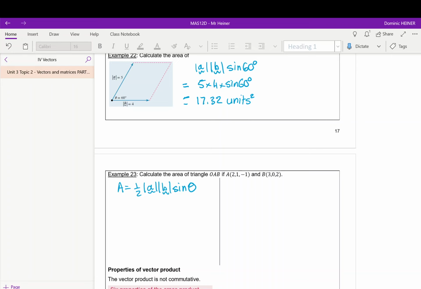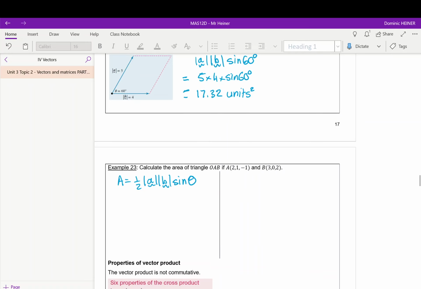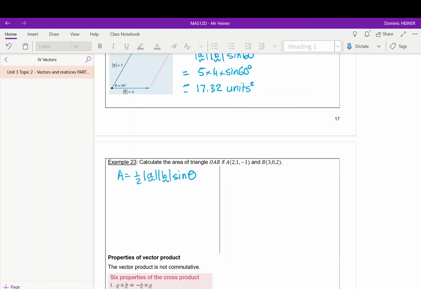So finding the angle between these two is as simple as applying the dot product. But to apply the dot product, we first need to know the magnitude of A and B. So we'll start with that.